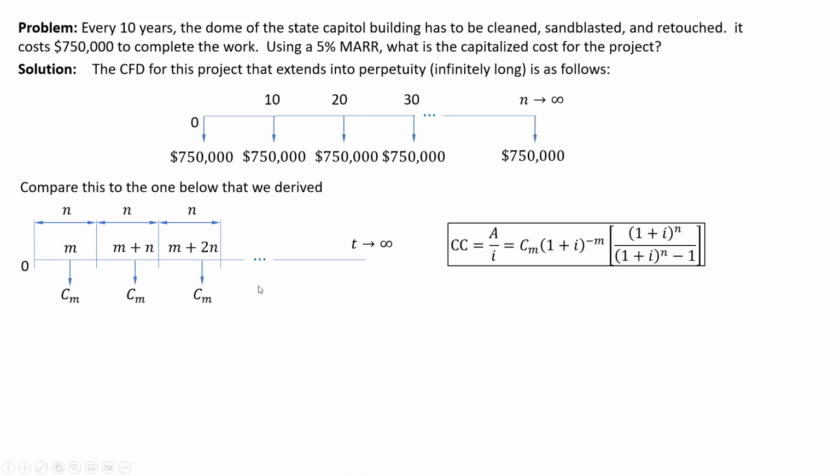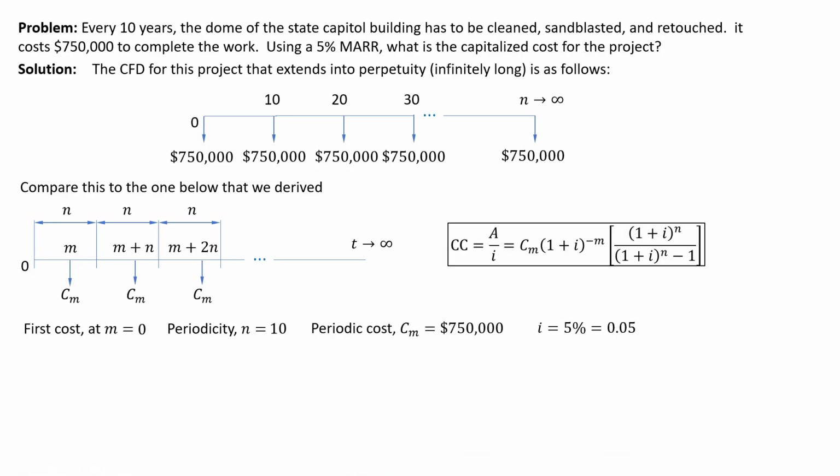And what was the formula for capitalized cost in this case? This was the formula. So, since we have the formula, first cost at m is equal to 0. First cost, where is it happening? At m equals 0. And what is the periodicity? N is 10. And periodic cost is what? C sub m? That is 750,000. I is 5%. So it looks like we know every one of these quantities and it's just a matter of plug and chug. And that's what I'm fixing to do.